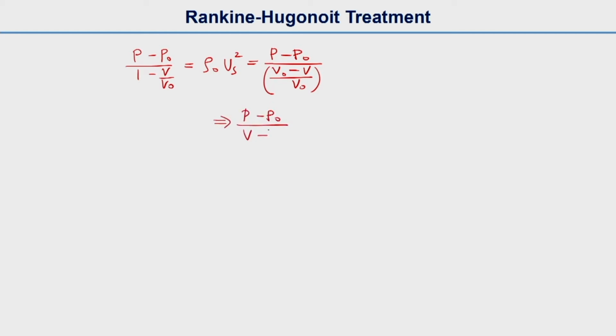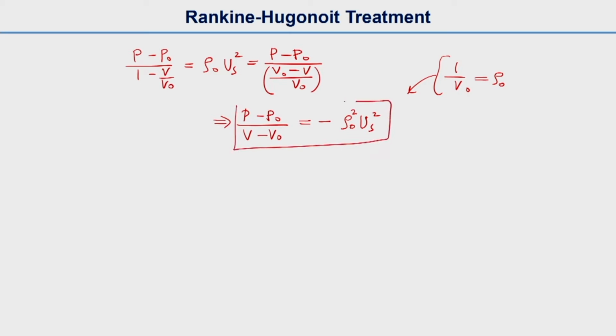So using that relation, we can express it in this form, which is equivalent to P minus P naught divided by V minus V naught. We are writing the opposite, that is why the minus sign will come here, rho naught US squared, but another rho naught will come from this V naught, which equals 1 over rho naught. That will give us rho naught squared here. So this is the slope of that Rayleigh line.